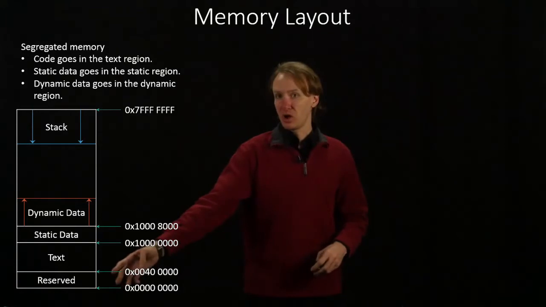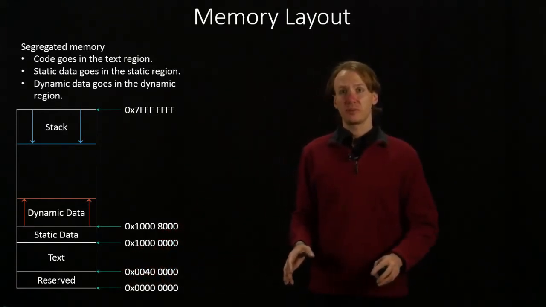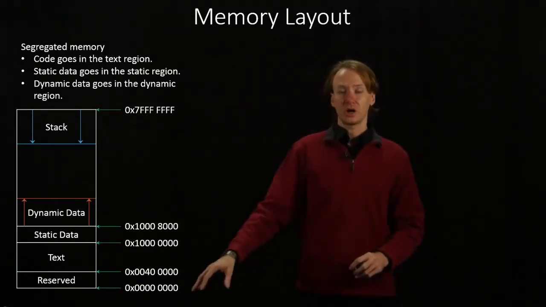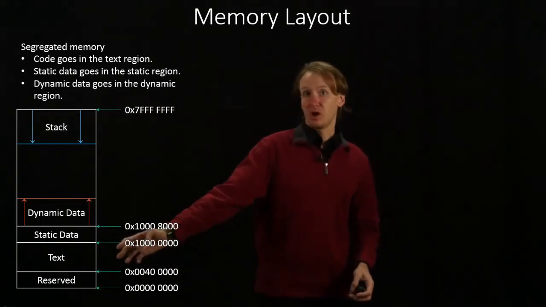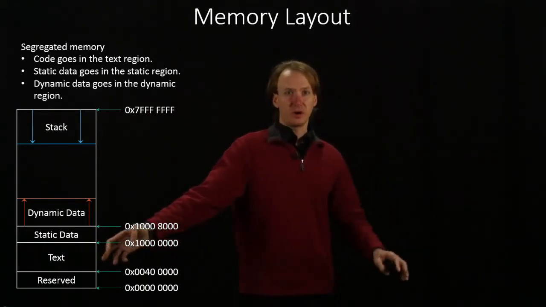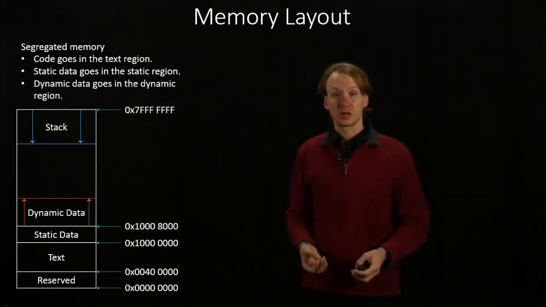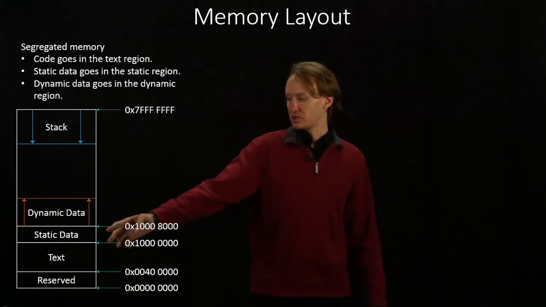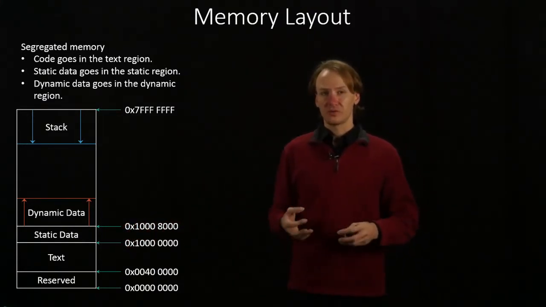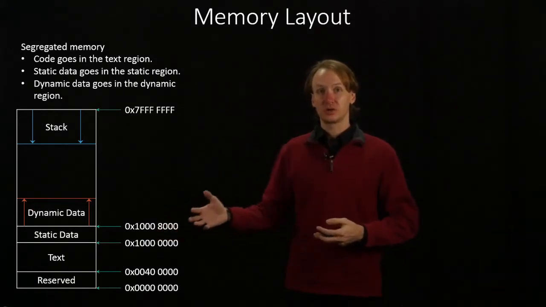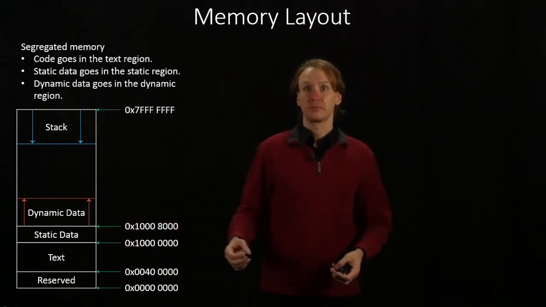We'll have this block at the bottom, which is reserved for the operating system. We're not going to have to worry about it too much. We just know that the operating system will be using that. Then we have this text block. That's where everything that you've marked text in your program goes. So all of the code goes into the text block. The static data region is for any pieces of data that you declared at assembly time. So all of those pieces of data that you actually put into your program, things like strings, will end up in the static data region.